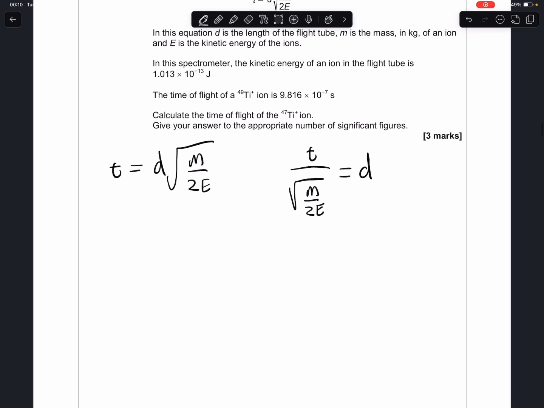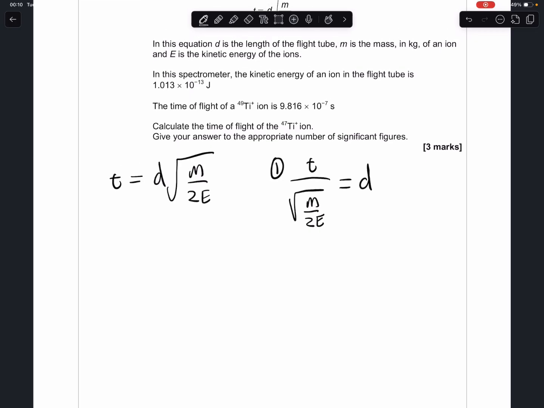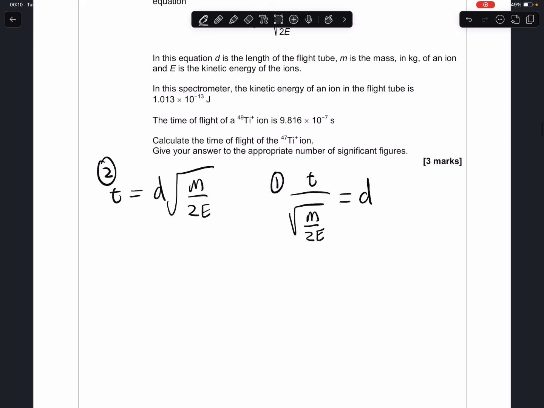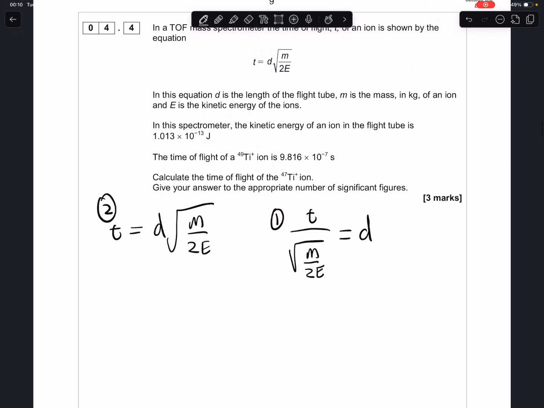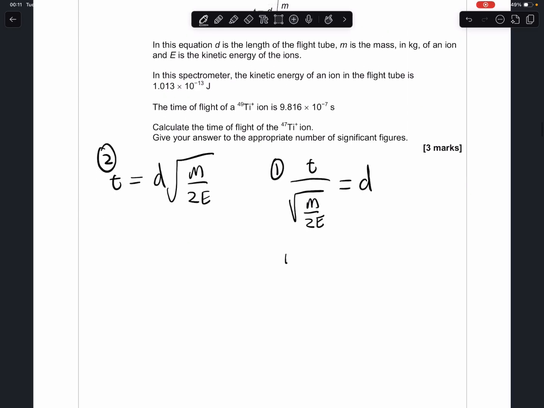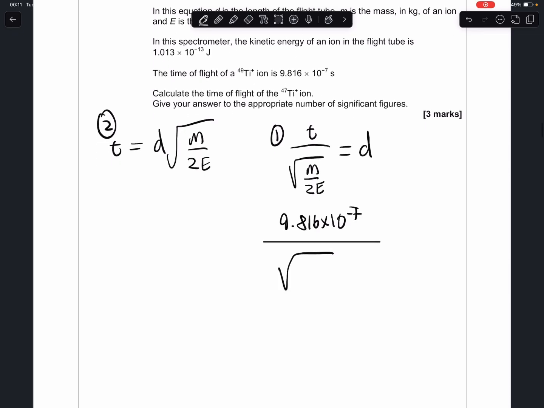So first we're going to use this one first, and we're going to use this one second. And we want to find the distance first. So we need to look at what the question gives us. It gives us the time of flight for the 49 ion. So that's 9.816 times 10 to the negative 7, divided by the square root of the mass, which needs to be in kilograms, and we're using the 49 one right now, because that's all we have.